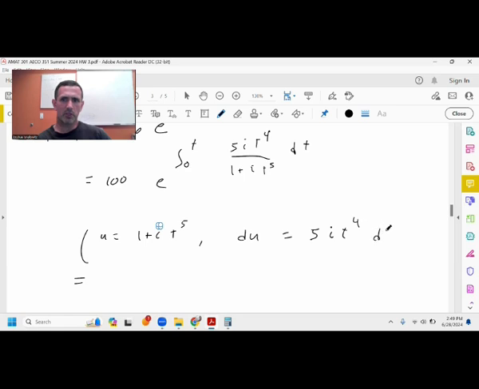So this is really nice and easy. So this is going to be 100 e to the integral of just du over u. When t is 0, this is 1. At t, we'll just plug in t, then it's just 1 plus i t to the 5th.